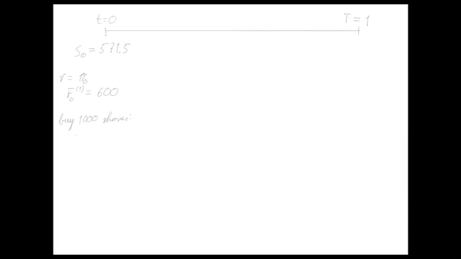Okay, what does this cost me? What's the cash flow? It's going to be minus $571.50 per share times 1,000, so minus $571,500. That's the cash flow which I get today. And then in 1 year, I'm going to receive 1,000 shares times whatever the price is per share at time 1 year. Okay, that's S1, that's uncertain. It might be 600, it might be 614, it might be 620, or it might be something low like 590. Okay, we don't know what it is.